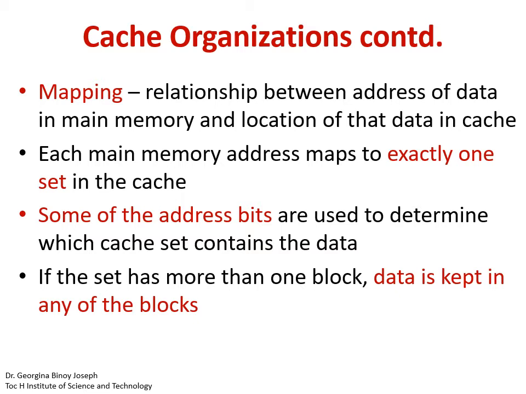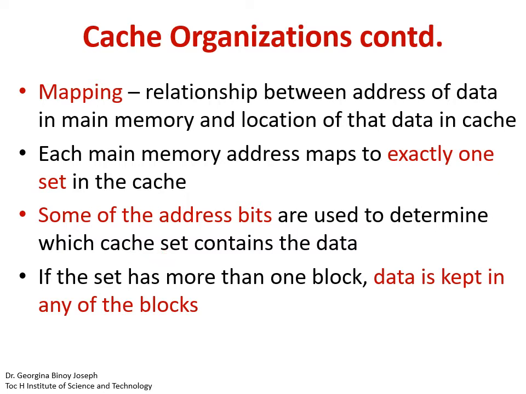Now, which set has it gone to? We know that memory data words are addressed using address bits. In MIPS we had seen that the number of address bits is 32. Some of these address bits are used to determine which cache set contains that particular data. So once again, each memory address maps to exactly one set in the cache, and some of the address bits of a particular data word in the main memory are used to determine which set contains this particular data.